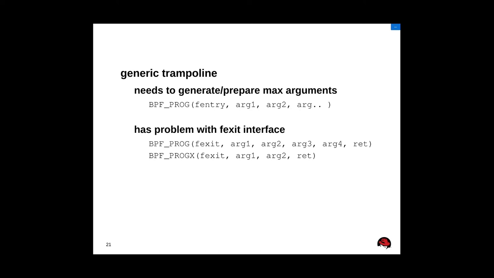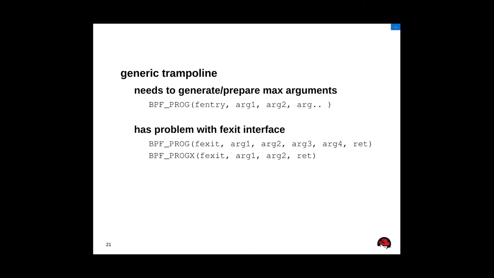this is the sort of problem that you need to take into account, because you have the generic trampoline for entry programs, which expects only arguments lined up one after each other. It's not a problem. For exit programs that have a specific interface, with the arguments and at the end of the arguments the return value, it's a problem, because you have two programs, like in this example, the first one having four arguments and a return value, and the other one expecting the return value where the first one has argument three. So these are the sort of things you need to deal with when you have a generic trampoline.